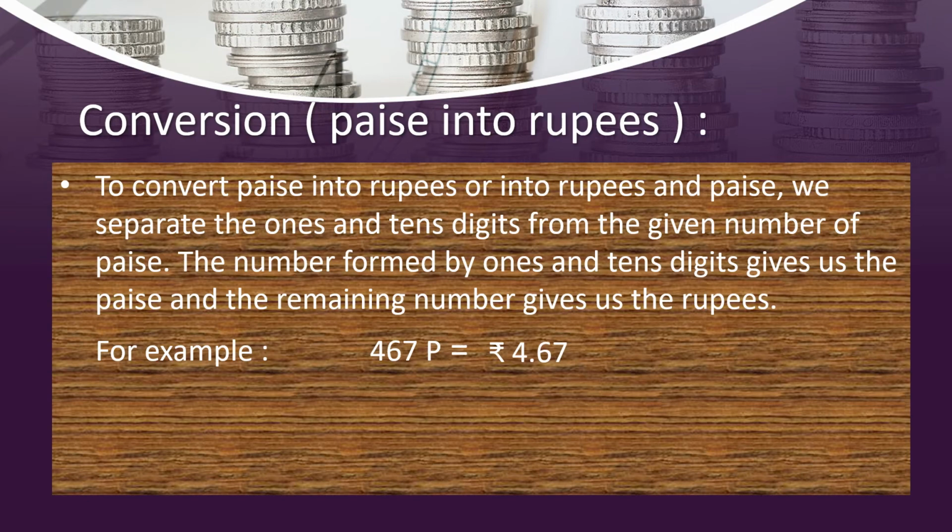Or in simpler words, I put a point after 2 digits from the right. If I take another example where I have 907 paise, I simply put a point after 2 digits from the right, that is before the 0. So I get rupees 9.07 as the conversion of 907 paise into rupees.